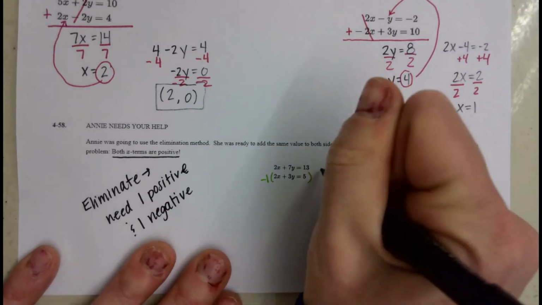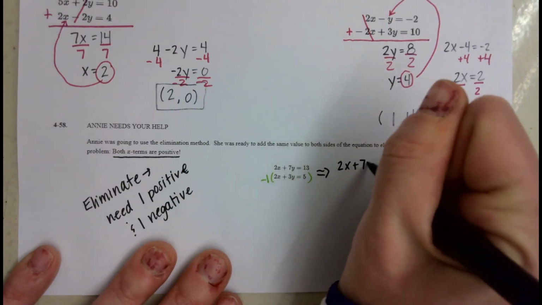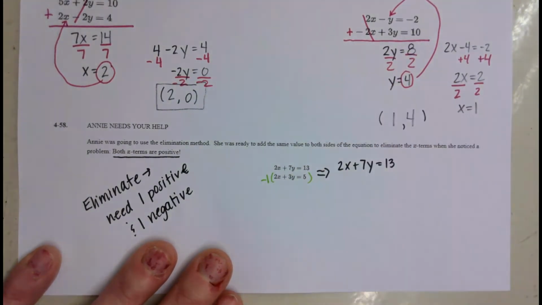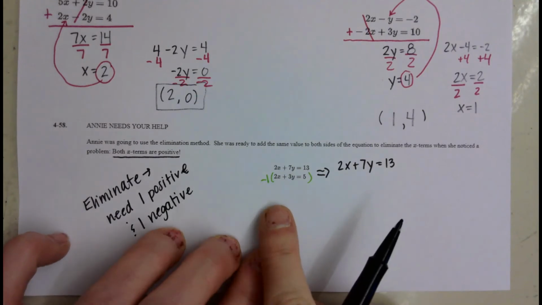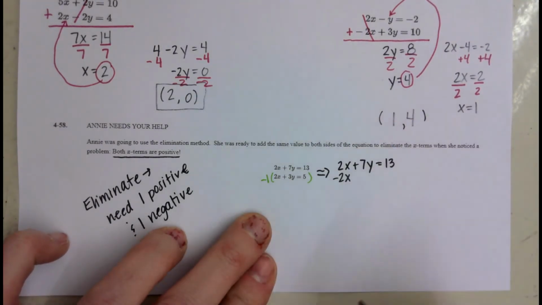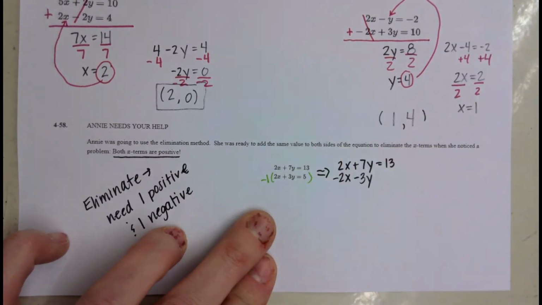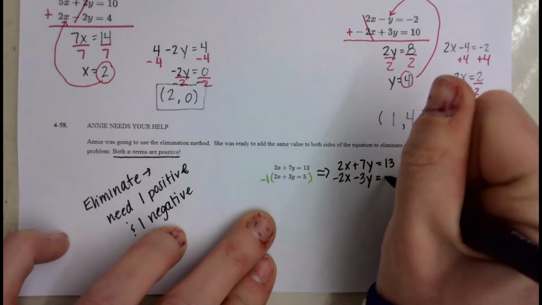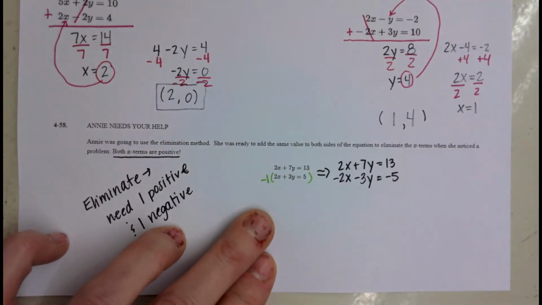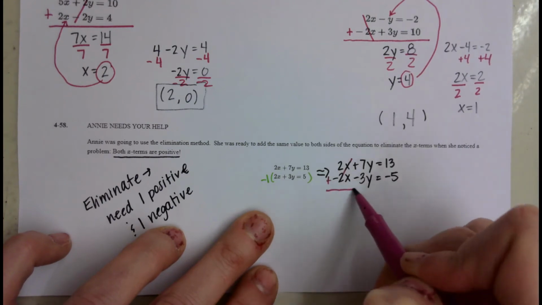So I'm going to keep the top the way it is. 2x plus 7y equals 13. The bottom, I'm going to multiply everything by -1. So the positive 2x will become a negative 2x. The positive 3y will become a negative 3y. And the positive 5 will become a negative 5. And now, here's our elimination. The positive 2 and the negative 2.